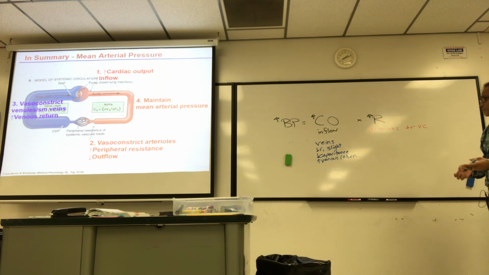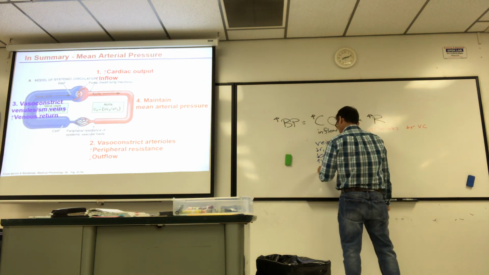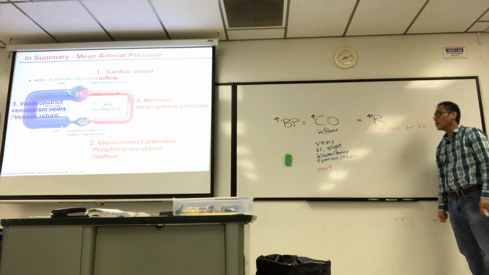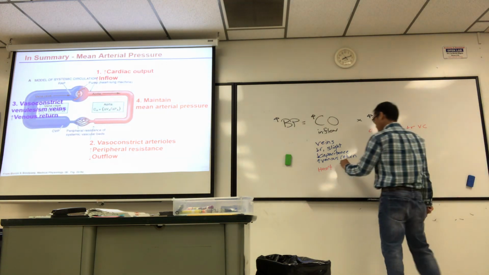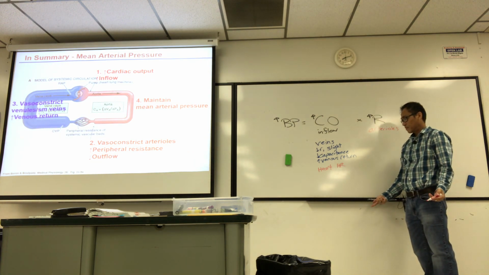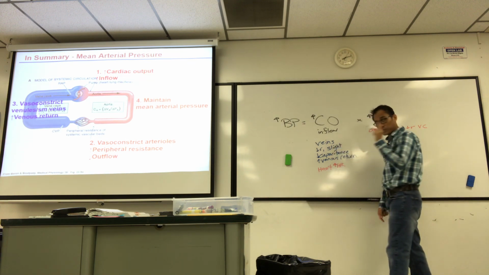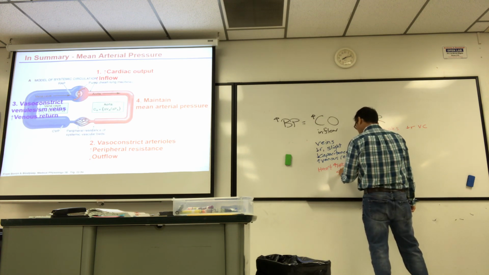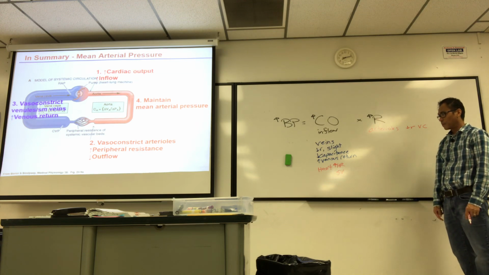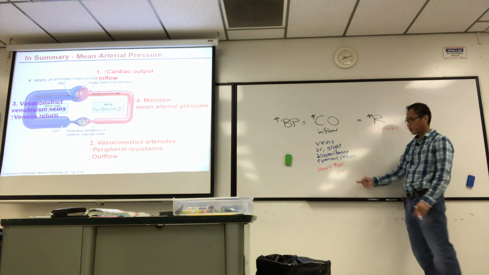Let's think about the heart itself. For the heart itself, what do you think happens to heart rate to increase the cardiac output? Up or down? That one's easy. Increase. Excellent. What about stroke volume? Because cardiac output is a product of heart rate and stroke volume. Stroke volume also increases.